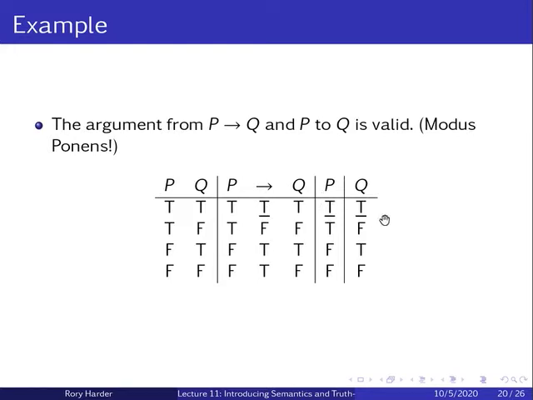And in this row as well, we can see that the conclusion is also true. So that's to say, whenever the premises are true, the conclusion is also true. So after having built this truth table for these sentences, we can tell by looking at it that this argument is valid. And this argument, hopefully you can tell, is simply an instance of modus ponens. So using the truth table here allows us to see systematically why it is that modus ponens is a valid argument.